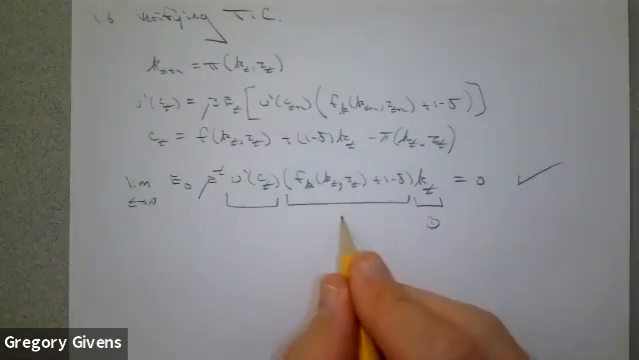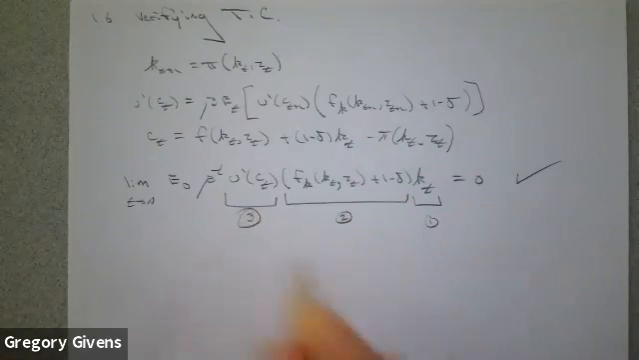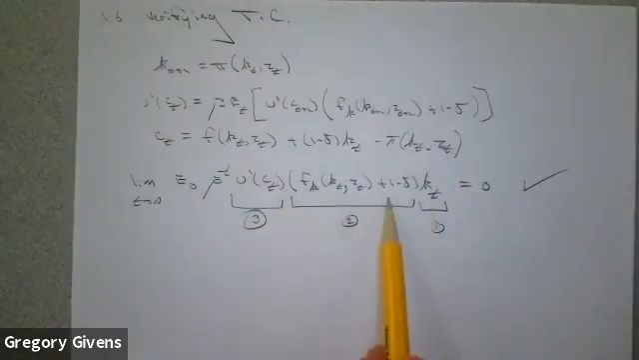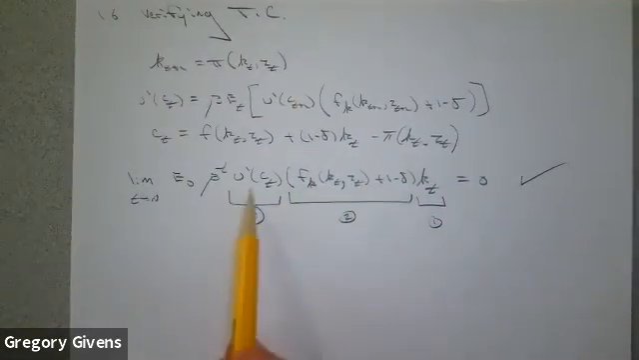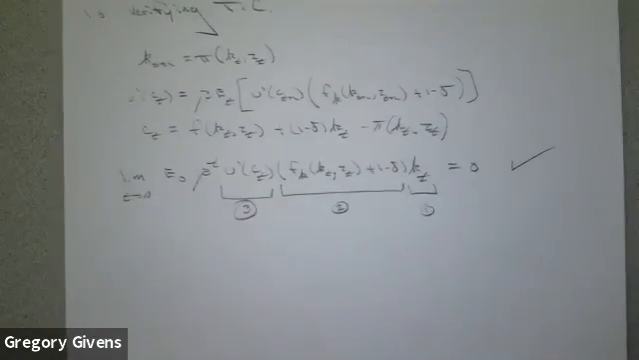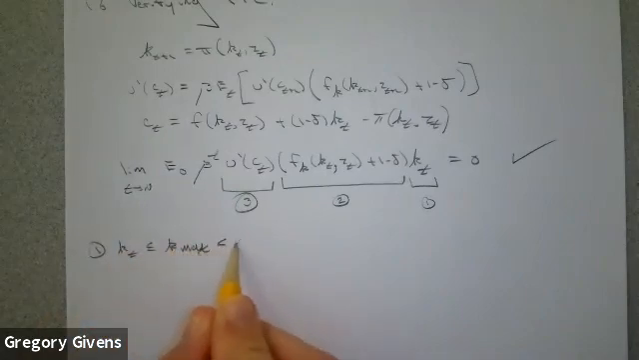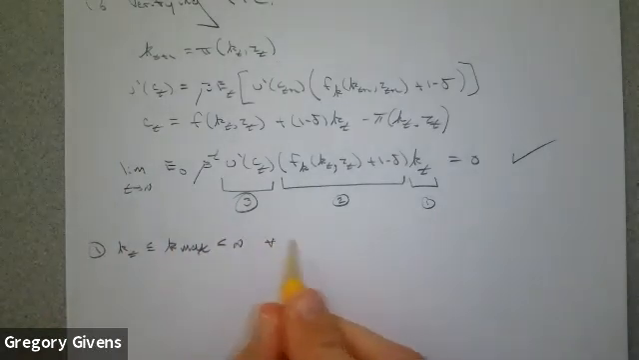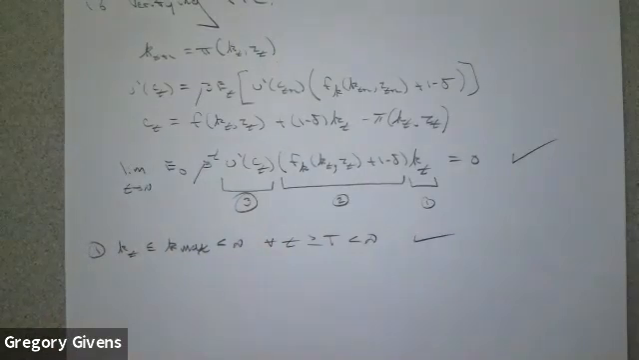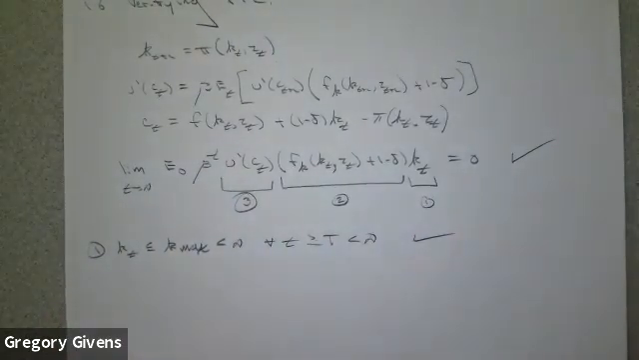I'll call this 1, 2, and 3: k_t, this marginal product of capital term, and then the marginal utility of consumption term. Well, let's look at 1. We know that k_t is less than or equal to k max, which of course is finite, for all t bigger than or equal to capital T. Okay, so 1 is certainly bounded for t sufficiently large.